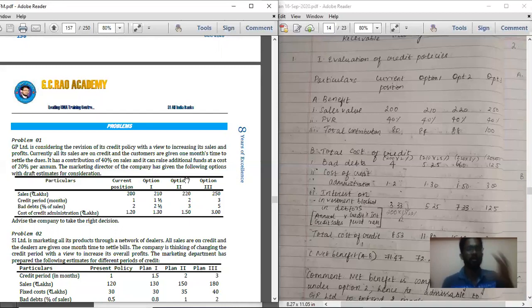That is the amount which is going to get locked in the debtors. If that amount is not used for credit sales and is invested somewhere else, you will receive an interest rate of 20% per annum. So whatever you are locking in the debtors, the opportunity cost, that is the interest rate for that particular investment, is 20%.